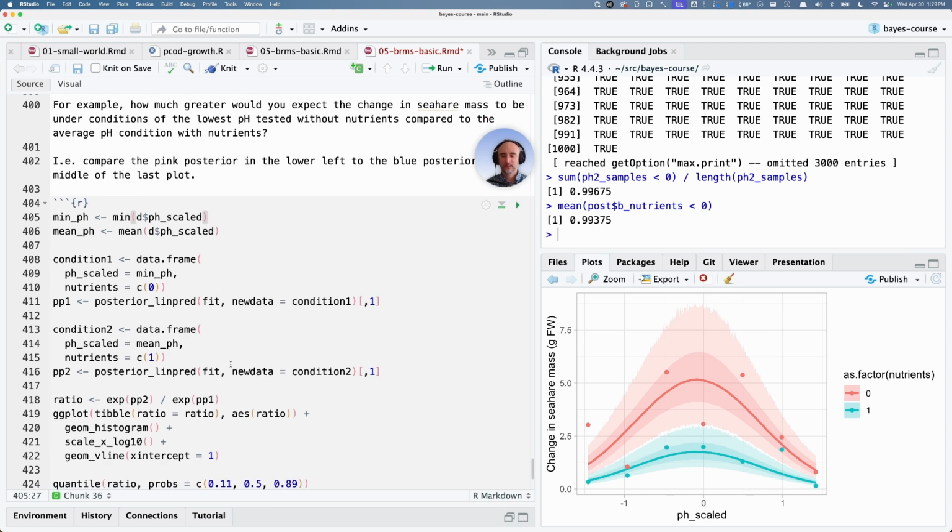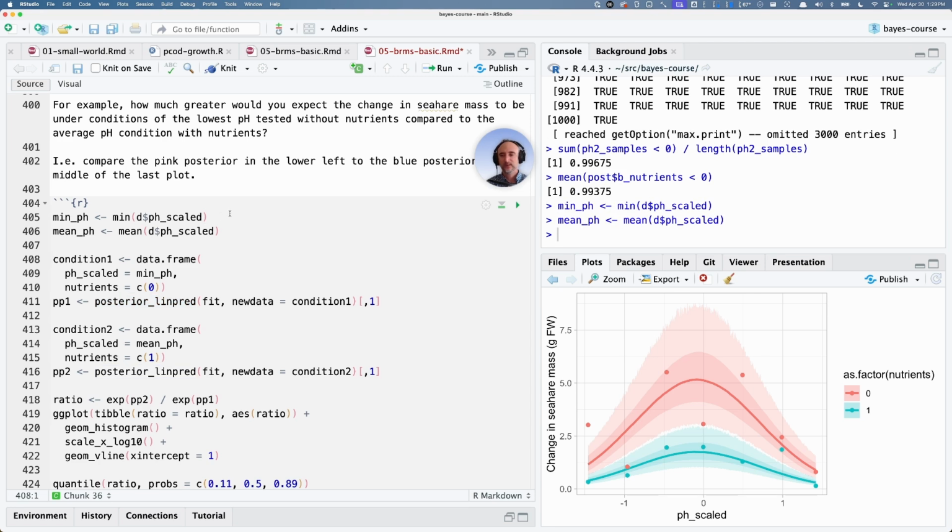I'm going to do it here using that posterior epred or posterior linpred, which will give you the same thing here because this is a linear regression. This would give you a different answer, I believe, if this was a generalized linear model with a link function. Here they're the same thing. They're giving us the expected value.